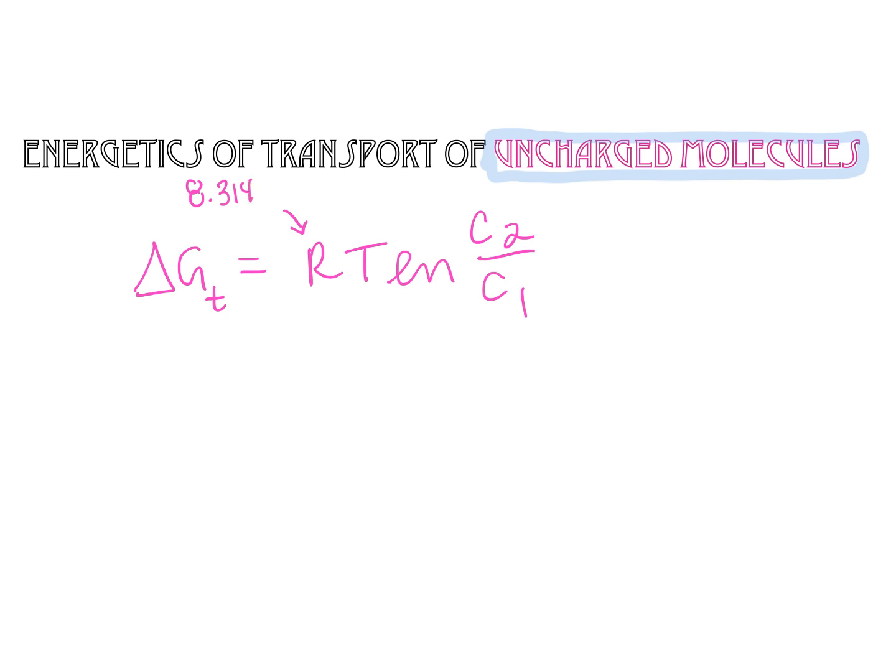All right, so the equation goes like this. Delta G of transport is equal to RT ln C2 over C1, where R is the gas constant, which is 8.314 joules per mole Kelvin, and T is the temperature in Kelvin. C2 is our final concentration, and C1 is the starting concentration.